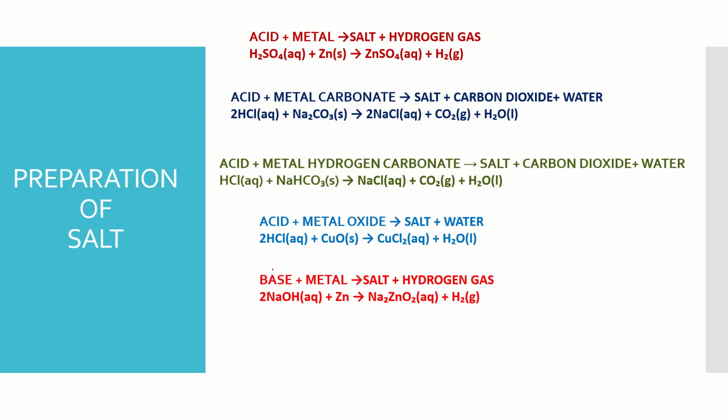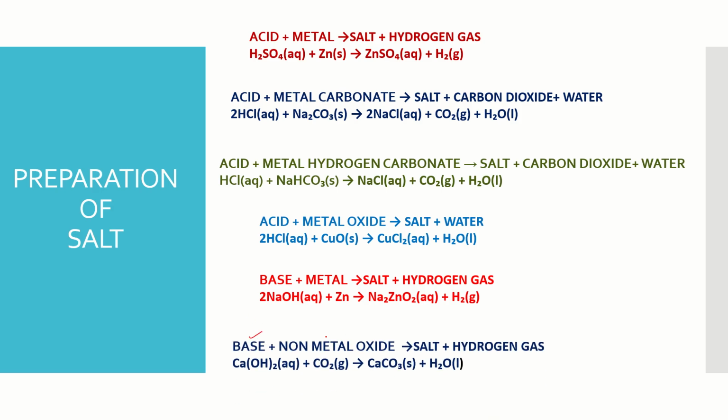Apart from acid, when bases react with metal, we get salt and hydrogen gas is liberated. Sodium hydroxide is a base and zinc is a metal. So we get sodium zincate salt plus hydrogen gas. When a base reacts with a non-metal oxide, calcium hydroxide reacts with carbon dioxide, we get calcium carbonate as the salt and water is formed. So these are the preparations of the salt.